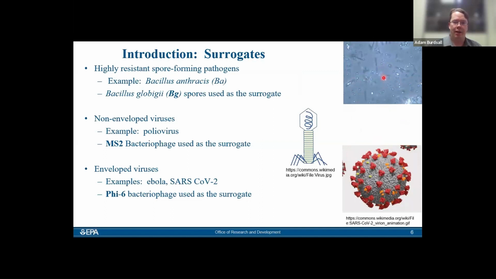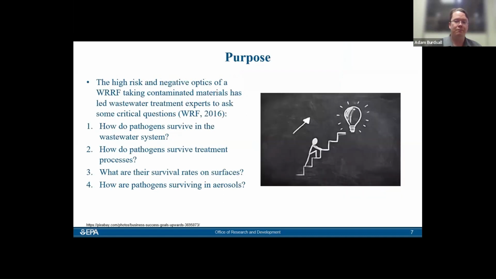That's our white dots in that photo. MS2 bacteriophage is a common substitute for non-enveloped viruses like poliovirus, and Phi6 is often used in place of enveloped viruses like Ebola and nowadays SARS-CoV-2.